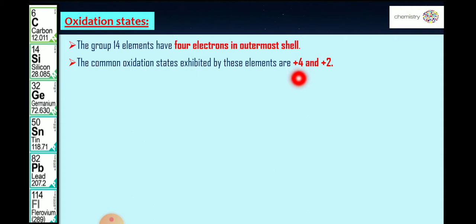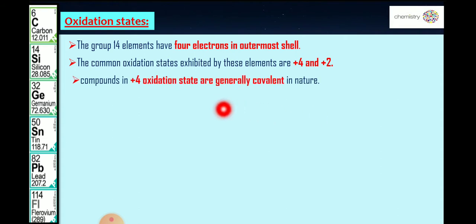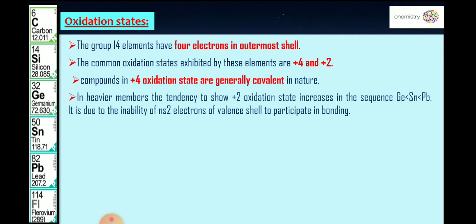If only the np2 electrons of the element are involved in chemical bond formation, then the element will show +2 oxidation state. So what is the conclusion? The common oxidation states exhibited by group number 14 elements are +4 as well as +2. The compounds in the +4 oxidation state are generally covalent in nature, and those in the +2 oxidation state are generally ionic in nature.